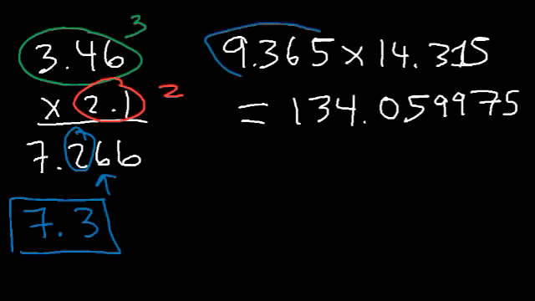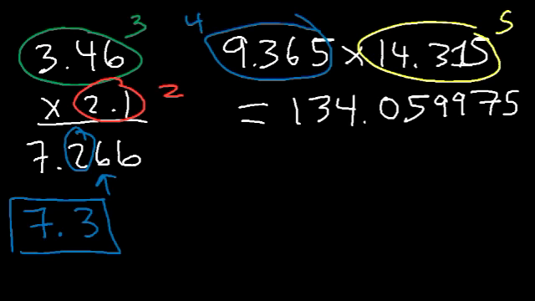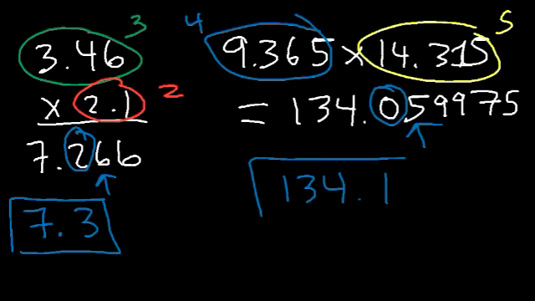So now, in this number, we have 4 sig figs. Here we have 5. So we need to round the final answer to 4 sig figs. So we're going to keep the first 3 numbers. The 4th sig fig, we got to focus on it, which is the 0. So looking at the number to the right of the 0, it's a 5. That means we got to round up to 1 and not down to 0. So it's going to be 134.1.